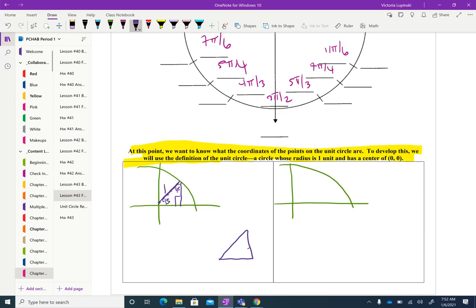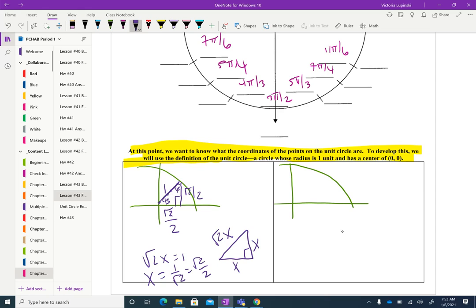Remember, if you have a 45, 45, 90 triangle, the two legs are always x, and across from the 90 is always the square root of 2 times x. So if I use the fact that in this case the length of the hypotenuse is 1, I would set root 2 x equal to 1, which means x is equal to 1 over radical 2, which means x is equal to radical 2 over 2.